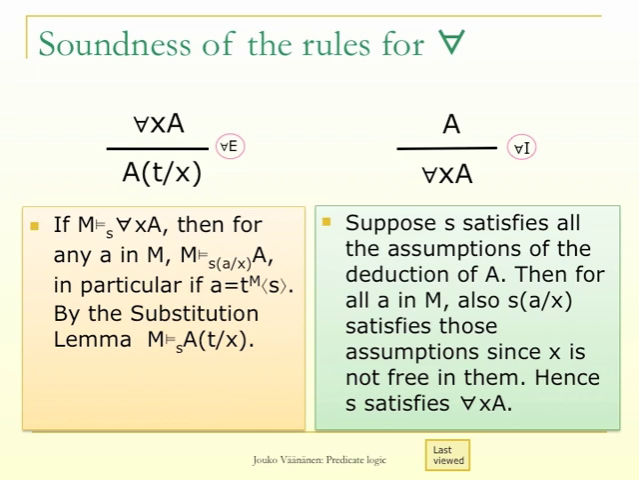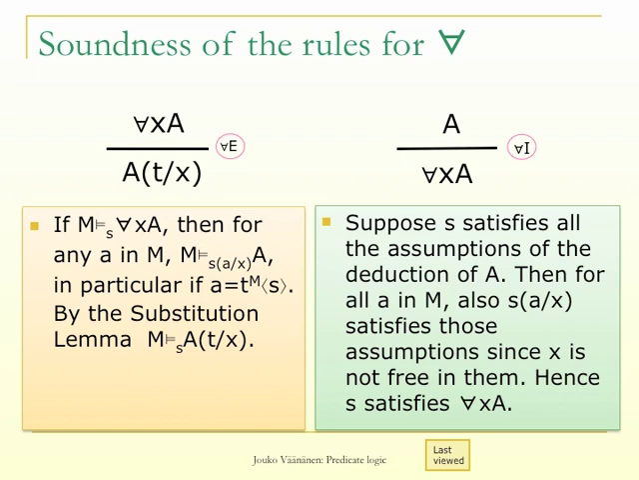So, we assume that S satisfies in M all uneliminated temporary assumptions for the deduction of A. Now, for all a in M, the modified assignment S a/x also satisfies those assumptions since x is not free in them. So, the change of the value of x from whatever it was to a when we pass from S to S a/x does not have any effect. This needs a simple proof, but we omitted. See problem 211.